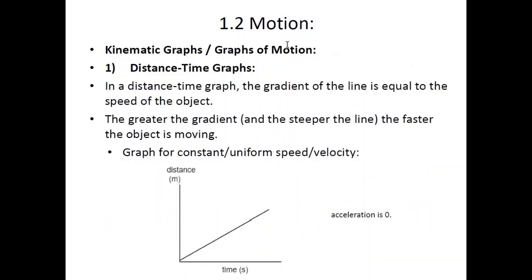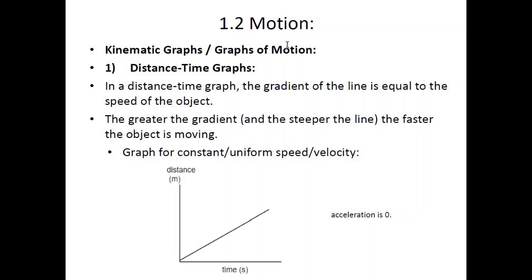Last but not the least, we have kinematic graphs, or the graphs of motion. So we have two types of graphs in your syllabus for O levels: distance time graph or displacement time graph, and the second one is speed time graph or velocity time graph. There is a third type of graph as well in kinematics, known as acceleration time graph, but it is not really a part of the O-level syllabus, and it is rather included in the A-level physics syllabus.